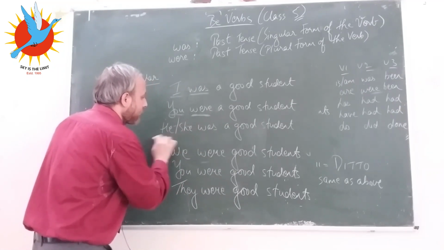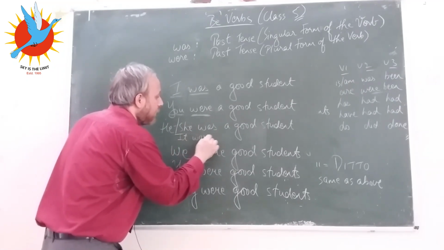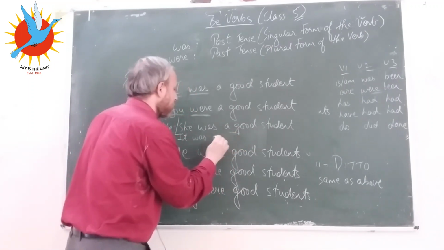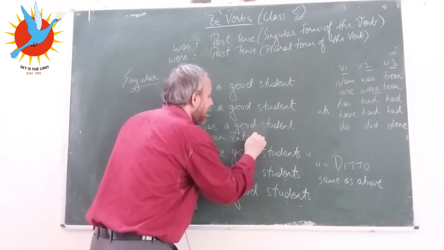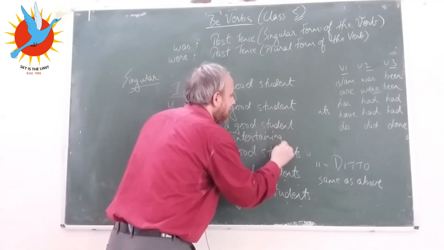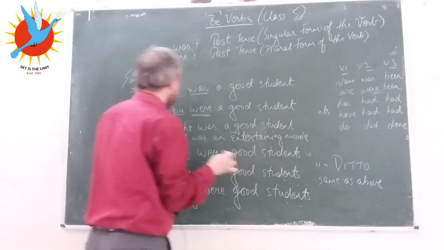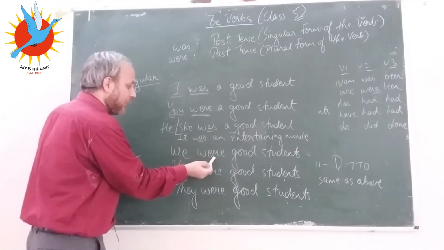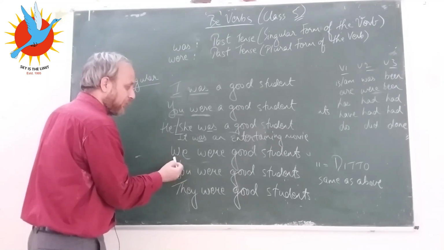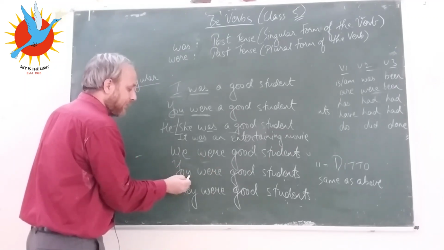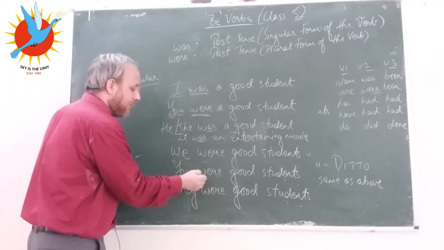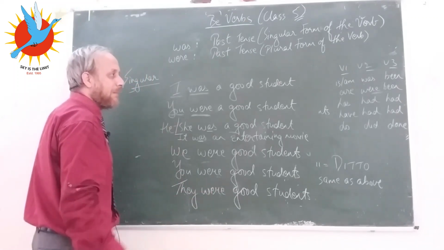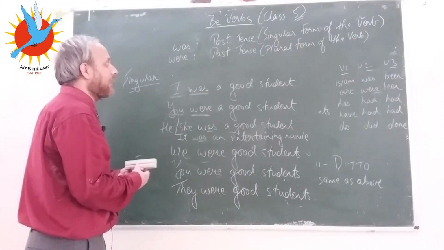So let's say it was an entertaining movie. So with he, she and it, again you will use the singular form of the verb. With we, the subject is plural, first person plural, you will use the plural form of the verb. With you, second person plural, you will use the plural form of the verb. And with third person plural, you will use the plural form of the verb. So please do remember that. Okay, fine. So let's move on, kids, now.